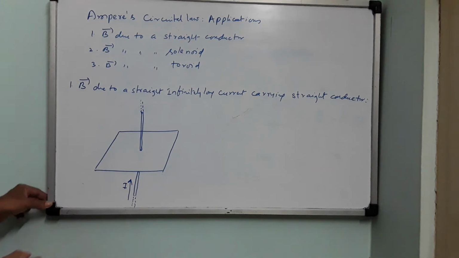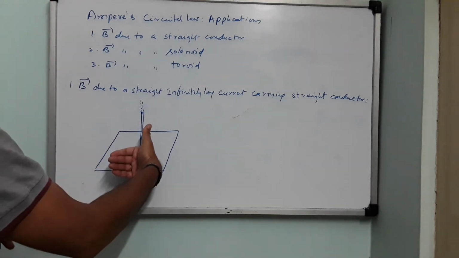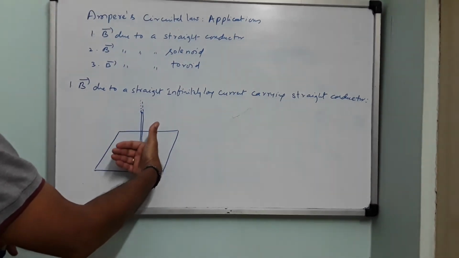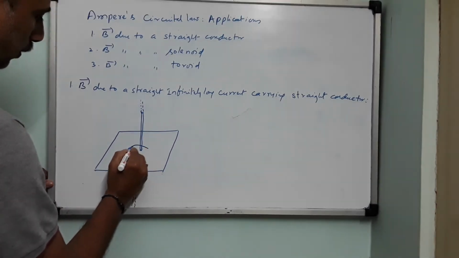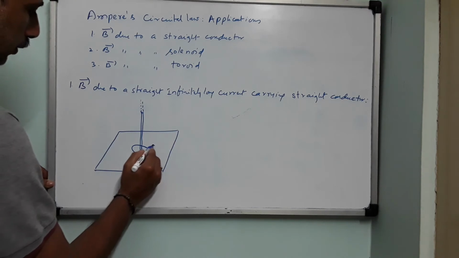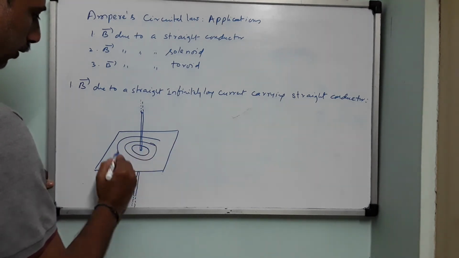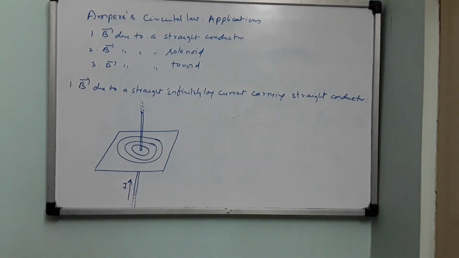Current I. So now I hold this in the right hand such that thumb shows the direction of current. Then magnetic field will be there around this, like this. So this is one field line. This is another field line. This is another field line.